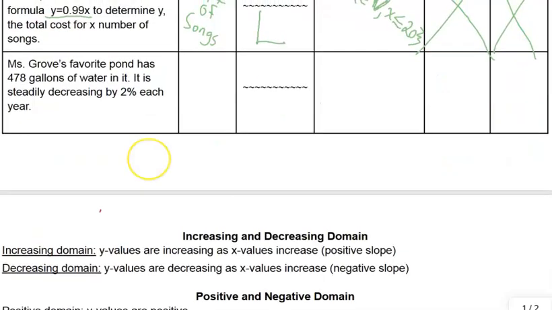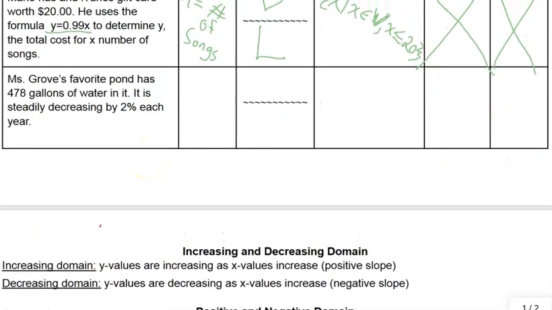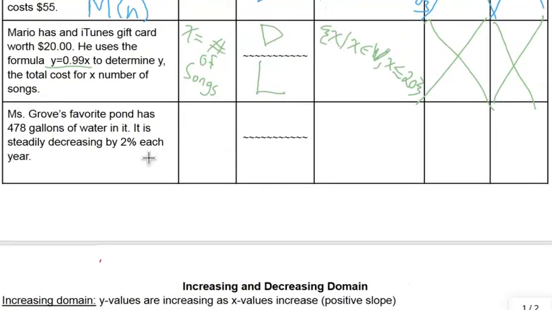Miss Grove's favorite pond has 478 gallons of water in it. It's steadily decreasing by 2% each year. Okay, so in this example, we have a calculation of gallons of water, and then we are told that it is steadily decreasing by 2% every year.